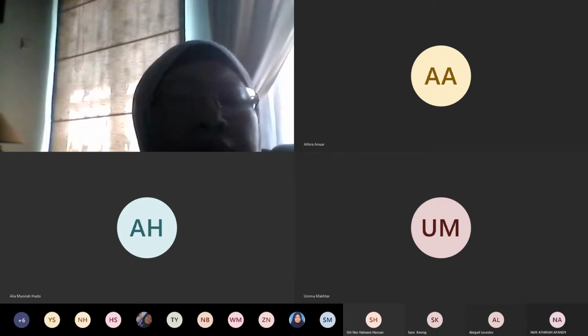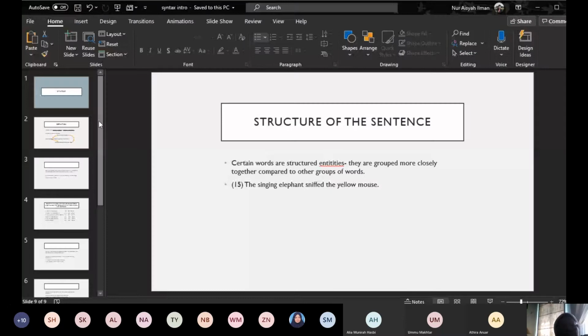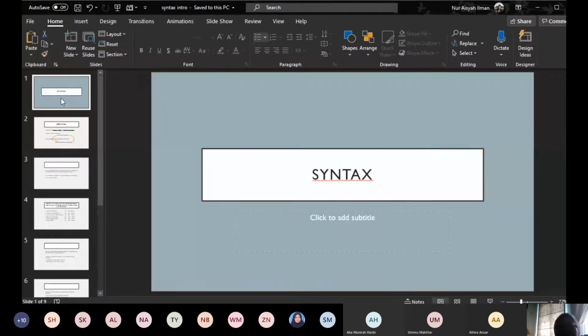Can you see the screen? Can you see the screen? Boleh, boleh, Doktor. All right. Okay, so a bit uncomfortable here because we don't have the book, right? Tapi saya cuba berikan apa yang ada lah kat saya and whatever I can.